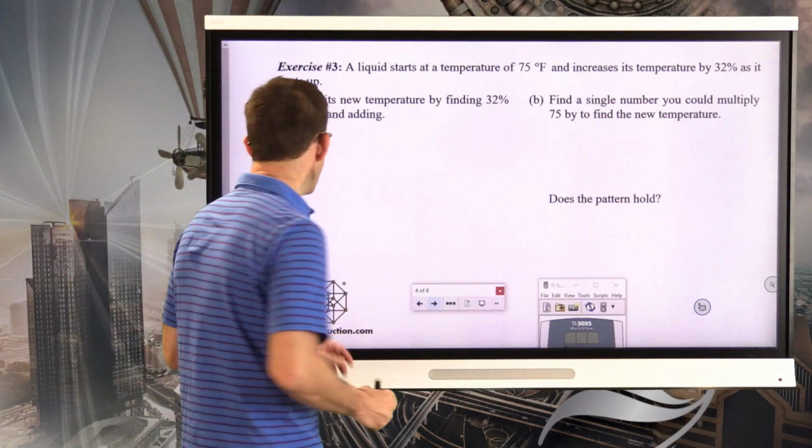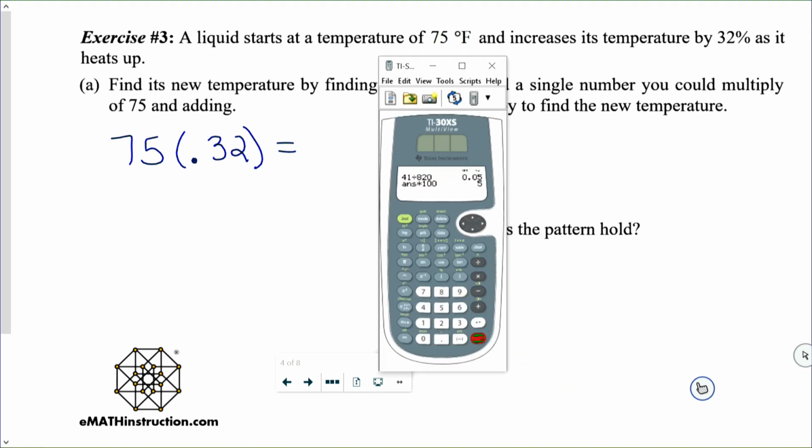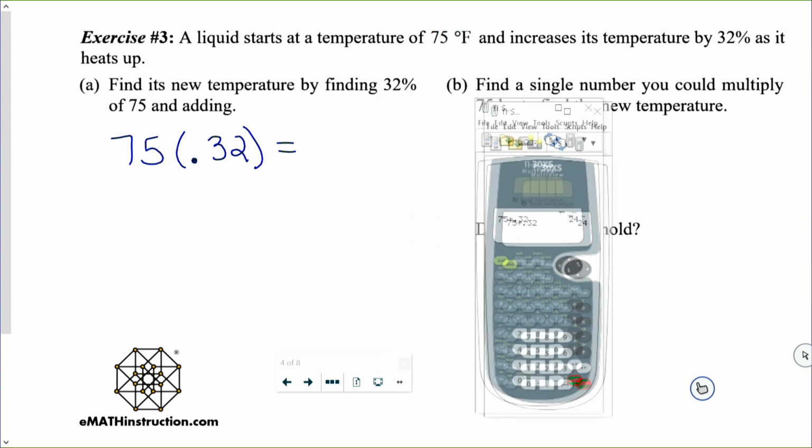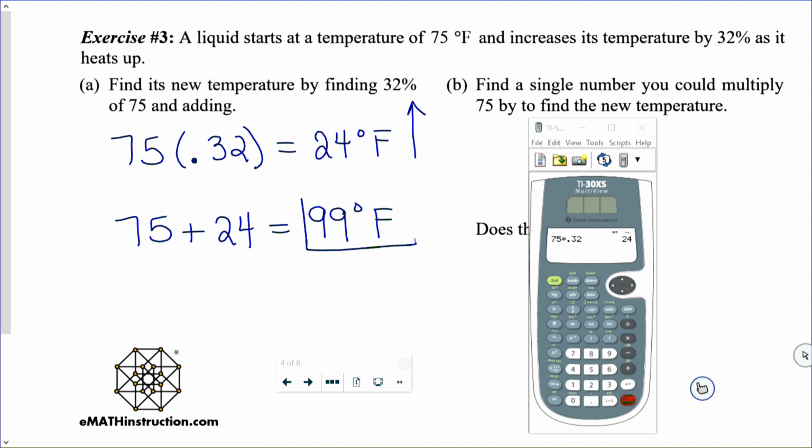All right, well, here we go. We want to take our 75 and we want to find 32% of it, so we're going to multiply by 0.32. Let's see what we get in that case. 75 times 0.32, enter, gives me 24 degrees. All right, now remember, that is how much it's going to go up. So now if I want to find the final temperature, I'll take 75 plus 24. And it looks like the new temperature is 99 degrees Fahrenheit.